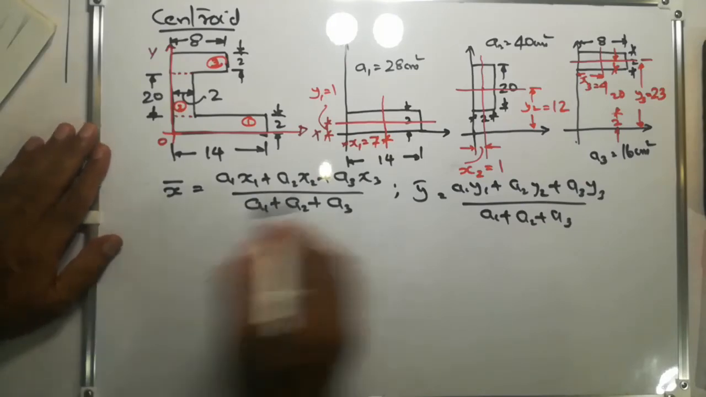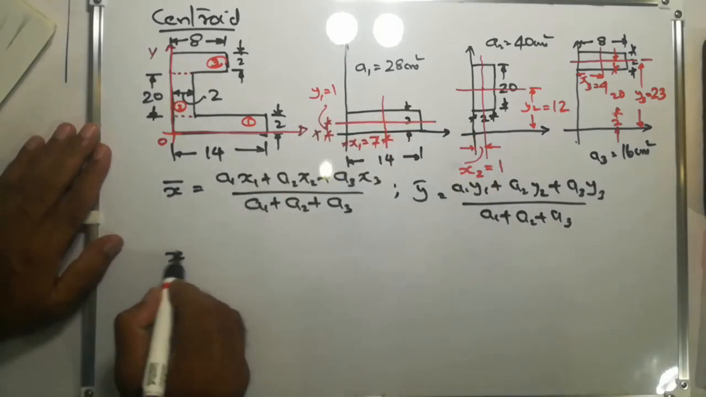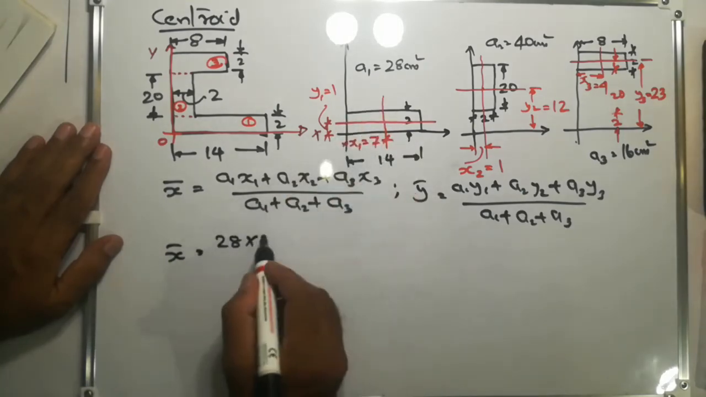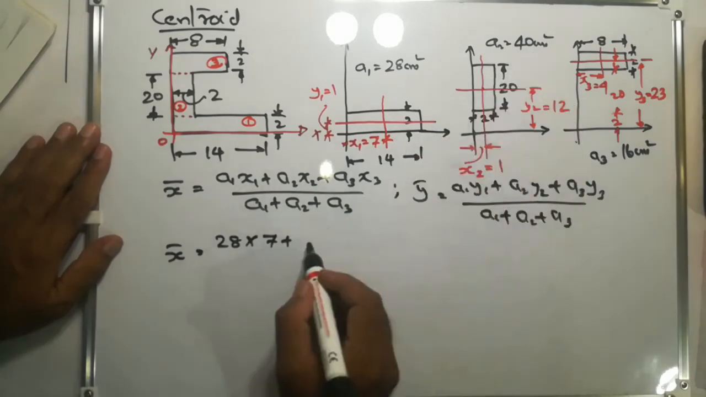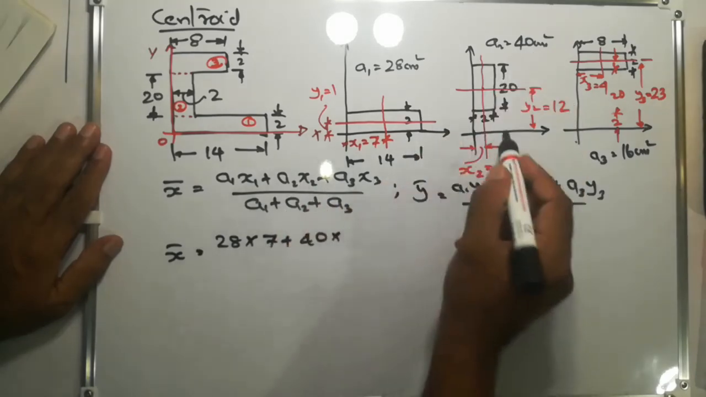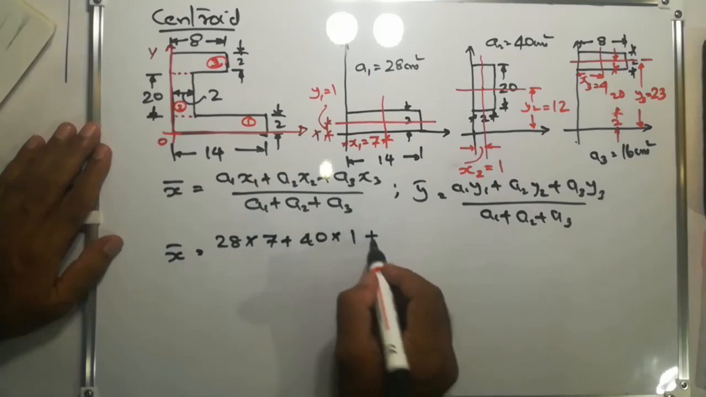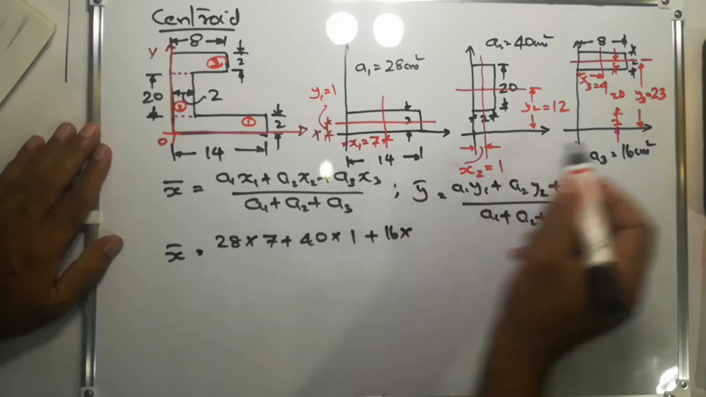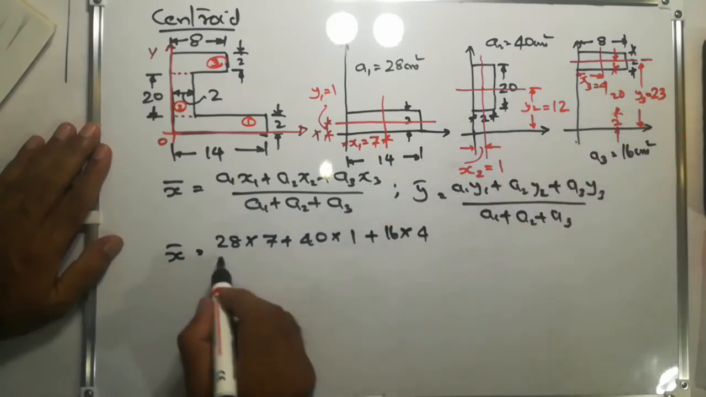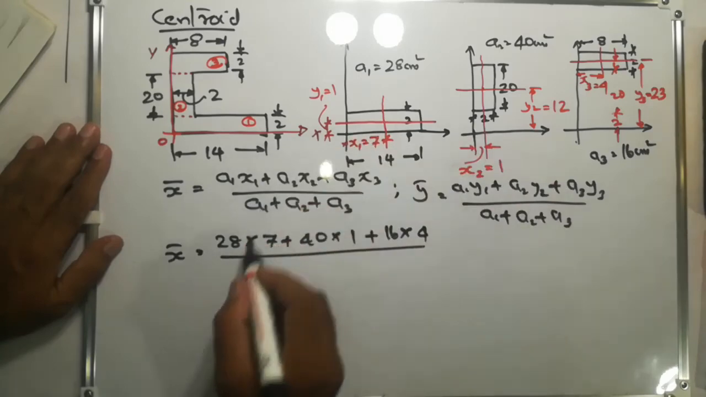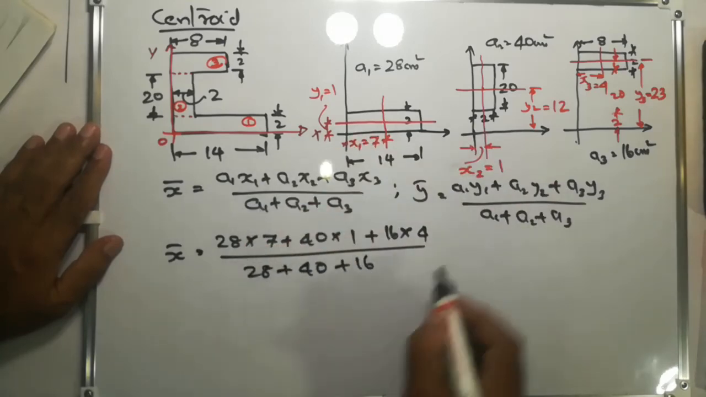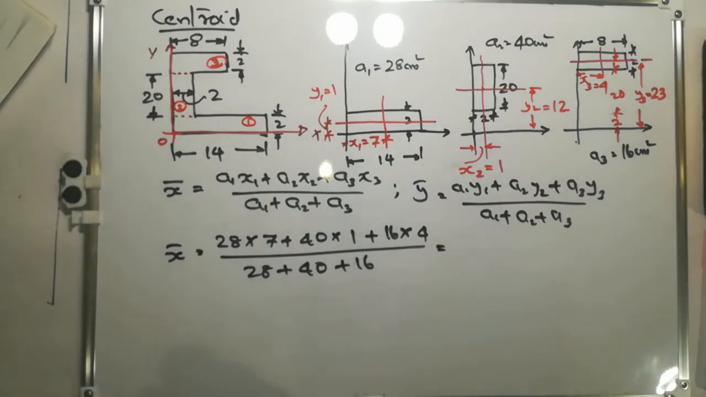Okay, so we'll substitute the values now. For x bar equal to A1 is 28 into x1 is 7, plus A2 is 40 into x2 is 1, plus A3 is 16 into x3 is 4, divided by A1 is 28 plus A2 is 40 plus 16. You will get x bar equal to 3.57.